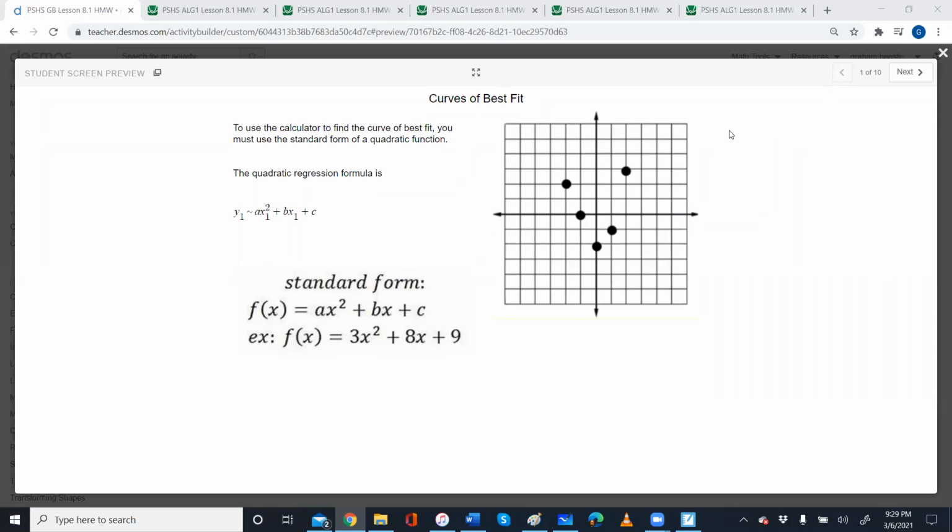This is the homework help for lesson 8.1. So what we looked at in this lesson was how we model curves of best fit. So things that are U-shaped, or it could just be half the U-shape as well. So it could just be like this part of the curve.